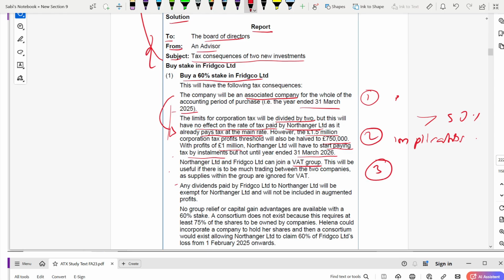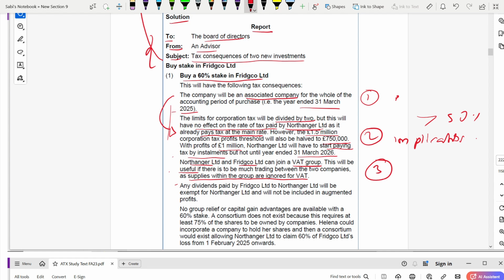Because which two companies, this and this, they are part of a group. 60% they have acquired means subsidiary. So they can join a VAT group, isn't it? So what happens? They can join a VAT group and it will be useful also. Advantage you have to write. Because this will be useful if there is to be much trading between the two companies, as supplies within the group are ignored for VAT. Why is it important? If they're in the VAT group, remember, supplies within the group are ignored for VAT. If they fall in the VAT group, anything among them, if they are trading, will be excluded from VAT.